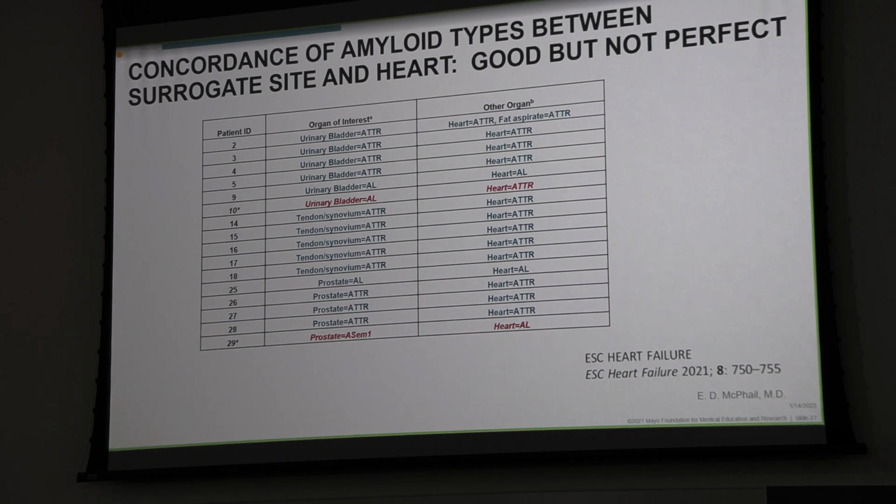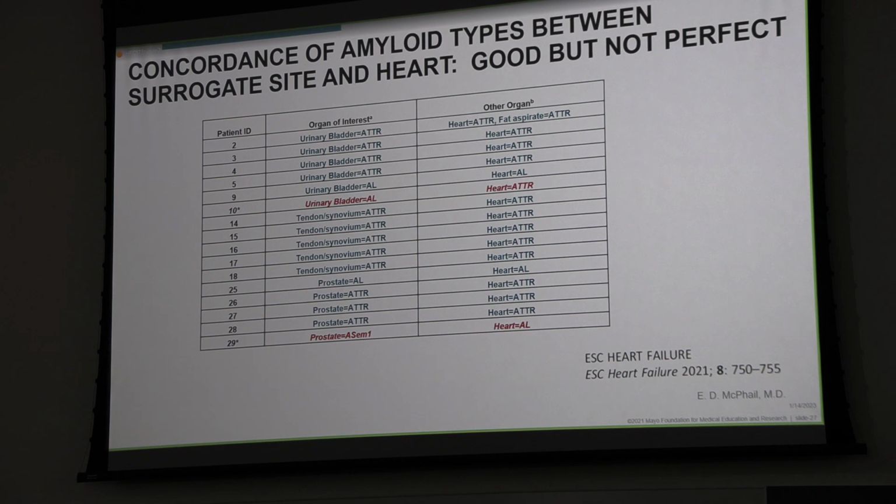Because if you think about it, who gets cardiac amyloid? Well, it's kind of old guys, right? So the old guys often get prostate biopsies and bladder biopsies. So this was kind of an interesting study. And so we had 16 cases where we had a heart biopsy plus one of these sites. And 14 out of 16 were concordant, which is great, but 2 were not. And so it's important that you know about these.